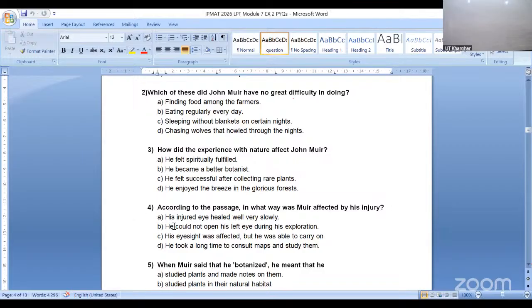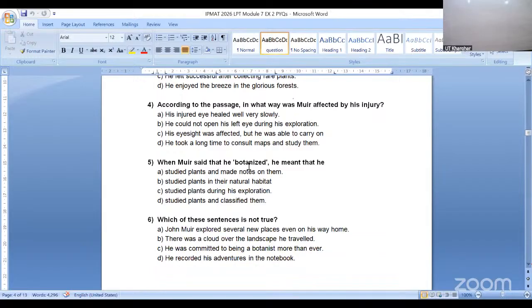Okay, question 4. Vidhi, what's the answer to 4? This is an easy one. Ma'am, C. Mark C. Yes, ma'am. Okay, Anushri, question 4. See, his eyesight was affected, but he was able to carry on, because he says in the middle that in some weeks he is not very much disabled. He could still work.